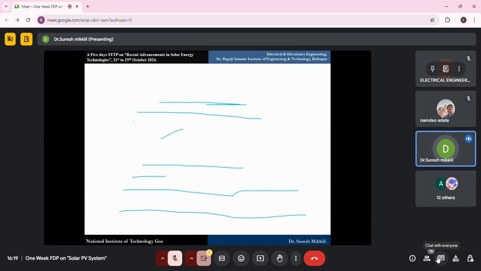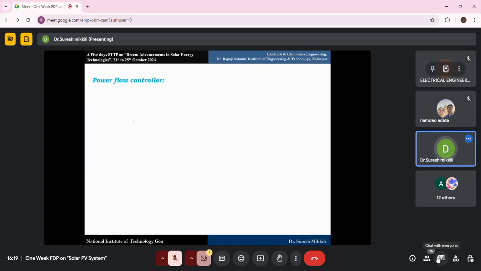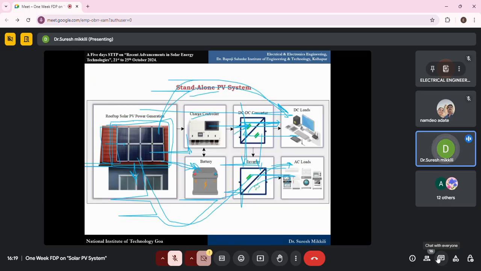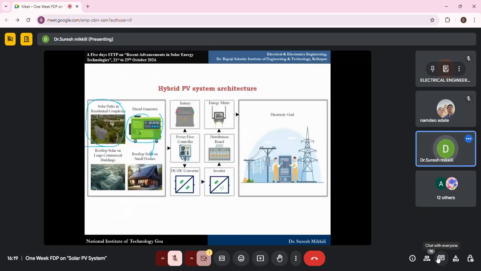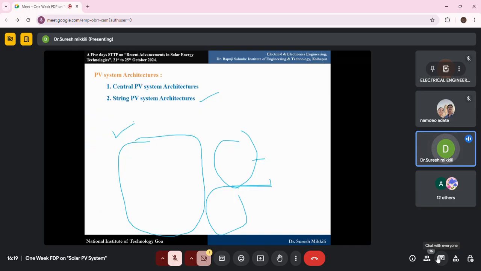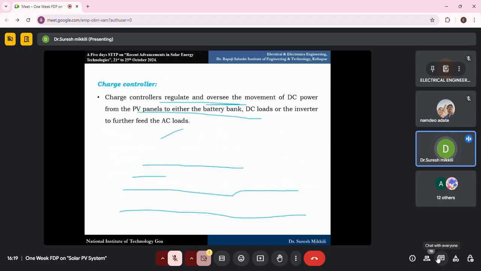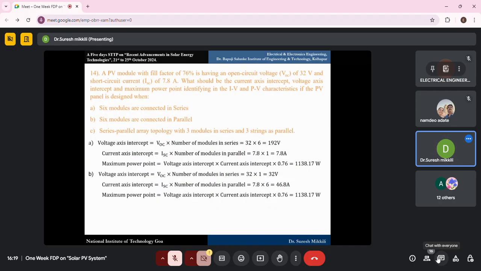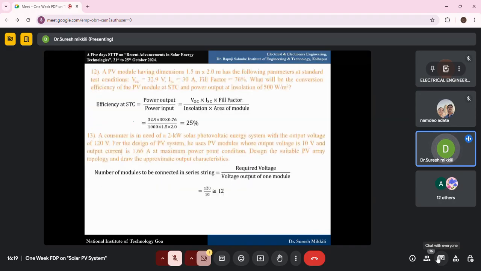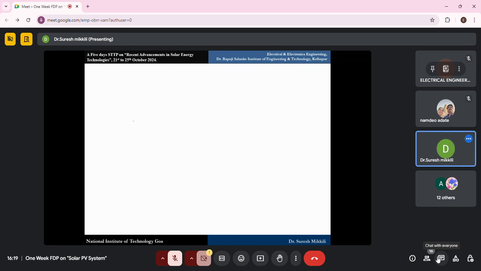Then after the components, we have discussed standalone PV systems. Then we have seen grid connected PV system, hybrid PV systems, central PV architecture, string PV architecture, multi-string architecture. So let us solve those 2 3 numericals. Then I will go to the list of solar parks.